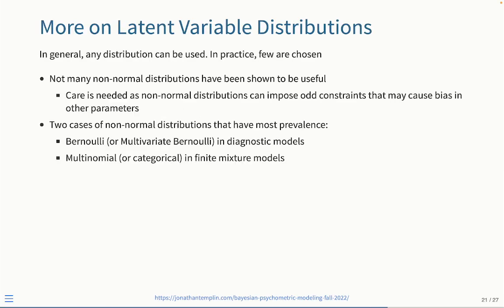Now, there are some cases where other distributions get used because, as you know, if this is a prior distribution, you can use any prior distribution you'd like for any type of latent variable. Now, I will say that not many have been used because not many have been shown to be useful. For instance, we could define a Poisson distributed factor if we really wanted to. I don't know how useful that would be, but we could do that. The interesting part of this is that care is needed if you use non-normal distributions because there are some odd effects that could happen, particularly bias in other parameters, depending on how you specify those distributions. So you can see it from time to time. It does happen.